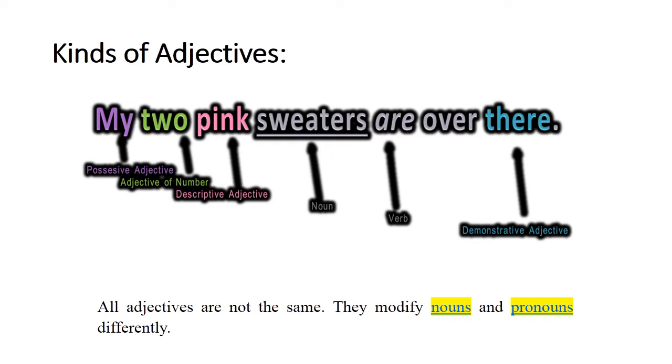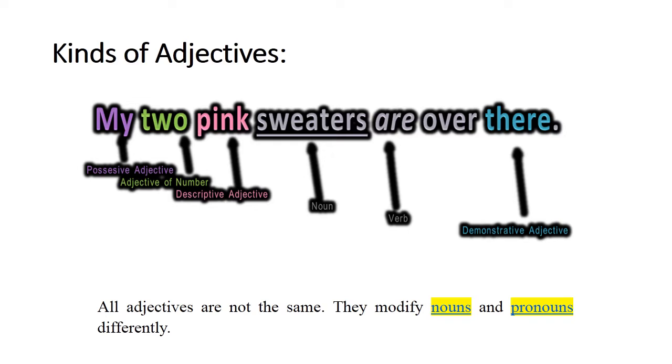Let's discuss different kinds of adjectives. Look at this single sentence: My two pink sweaters are over there. Look at this word, my. My is used here as a possessive adjective, and two is used as an adjective of number. Pink is showing the quality of a sweater, and it is called adjective of quality or descriptive adjective.